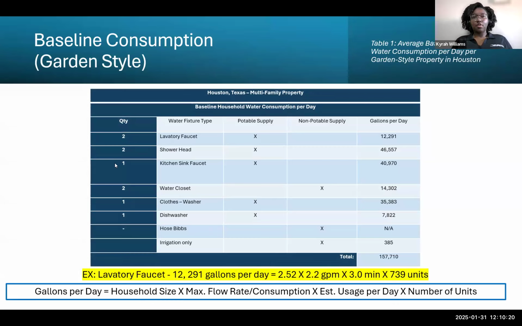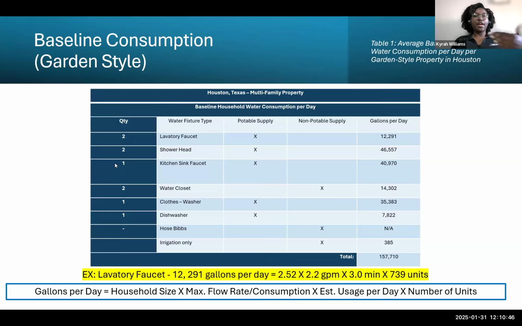Looking at the garden style property for an average household, for example, looking at the lavatory faucet, taking the household size, multiplying it by the maximum flow rate consumption of 2.2 gallons per minute, times the total estimated usage of 3 minutes, times the average number of units for one property, which is 739 units, I managed to achieve 12,291 gallons per day.